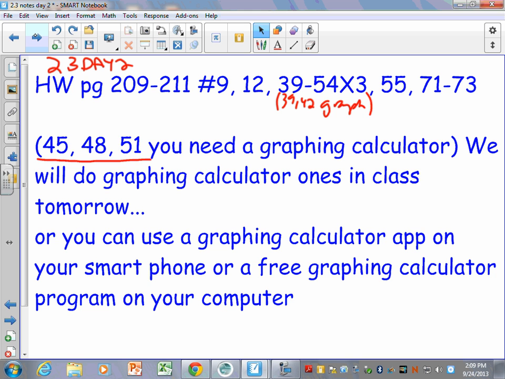So tomorrow we'll finish up these 3 problems on our graphing calculator, and then I also have a graphing worksheet for you tomorrow. More graphing by hand tomorrow as well. So that's the plan for tomorrow.